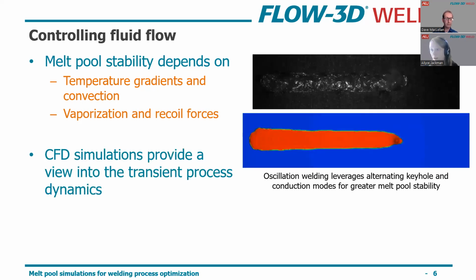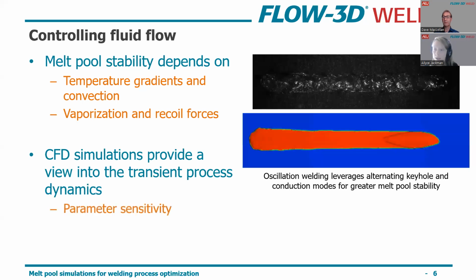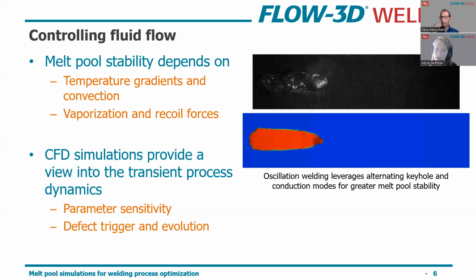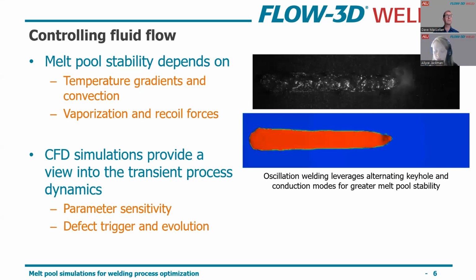So we're looking deeply into this transient process dynamics to understand this process in a much more holistic way. And we really want to pull this back to what is the sensitivity of the process to the given process parameters, and how is that triggering defects, and what does that evolution look like? How can we then control the process to avoid those costly defects?